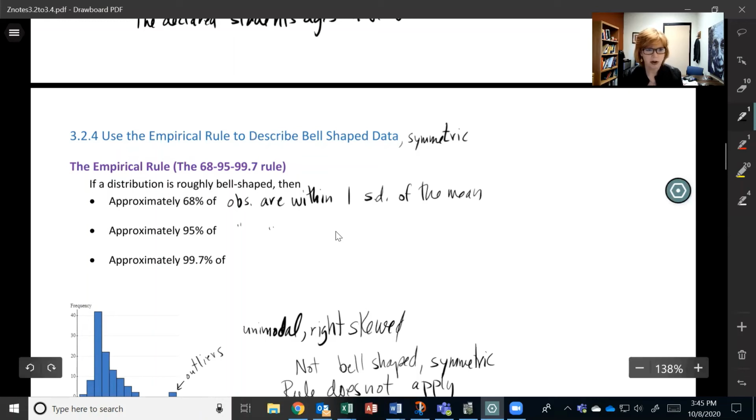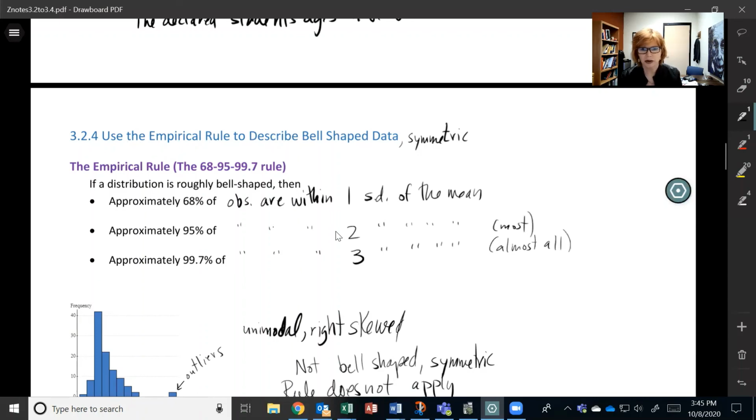95% of observations are within 2 standard deviations of the mean. And 99.7% of observations are within 3 standard deviations of the mean. And here we might say this is most. 95%, that's most. 99.7%, this is almost all of them. So almost all observations will occur within 3 standard deviations. And this is like typical values. These occur a lot.